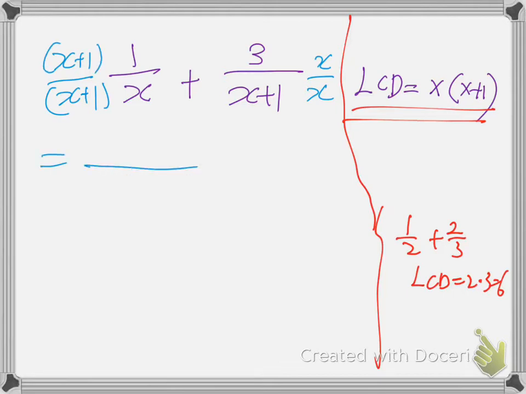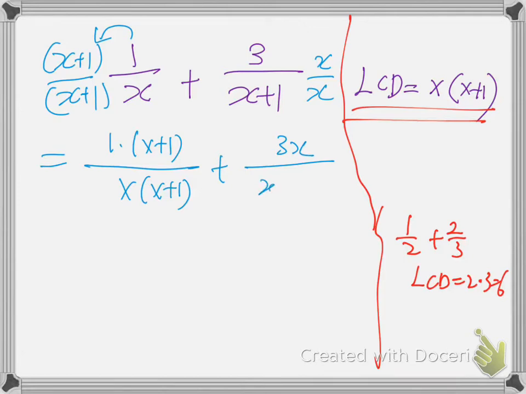Okay, so now the first one is 1 times x plus 1. Denominator is x plus 1. We change it to the LCD. So now for the second fraction, it is 3x on top, and then x times x plus 1 on the bottom. We have a common denominator, x times x plus 1.